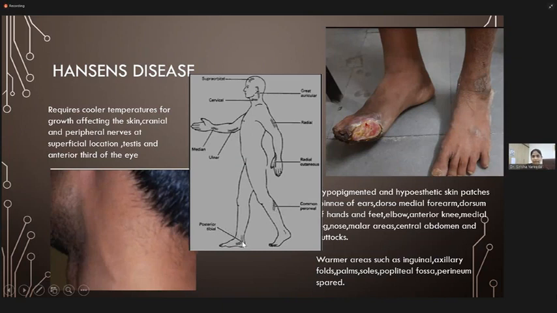behind the medial malleolus. So when you palpate, there can be a Tinel sign, and the nerve will not only be thickened, but you can appreciate a beaded appearance, and it will be tender.